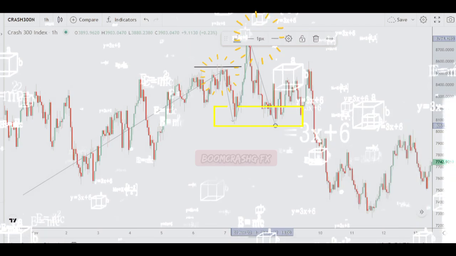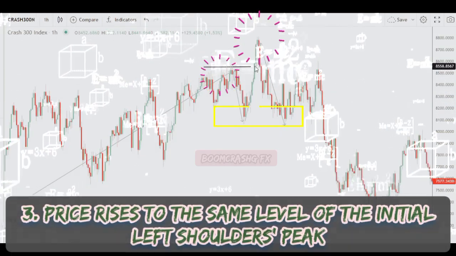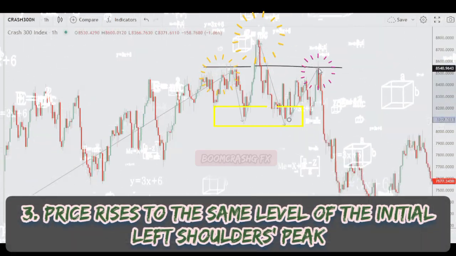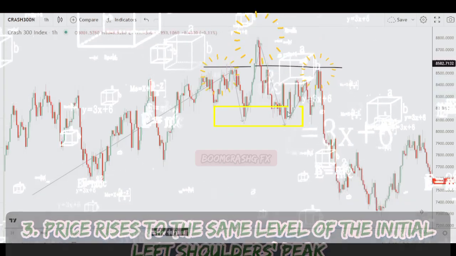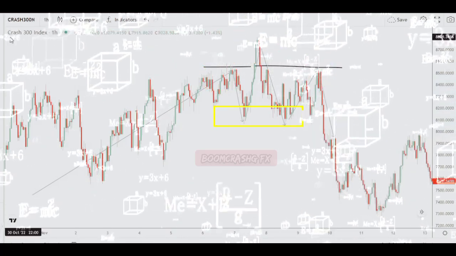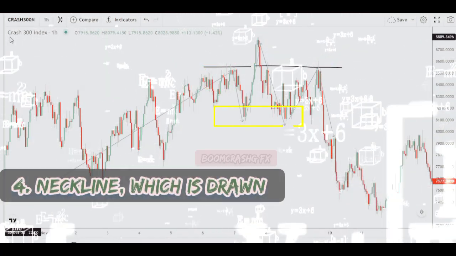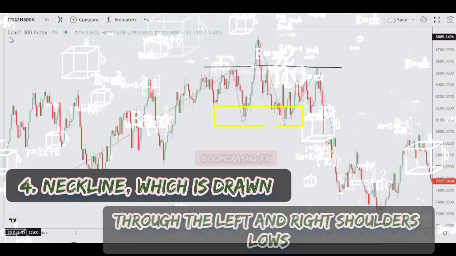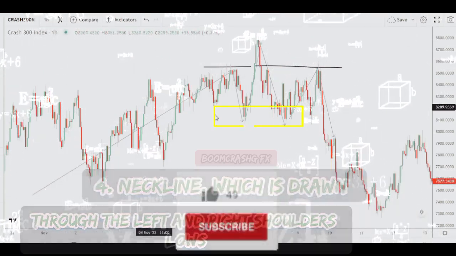And thirdly, the price rises a third time, to the same level as the first peak, before it now declines. We have the neckline in place, which is drawn at the two lows. These particular lows.